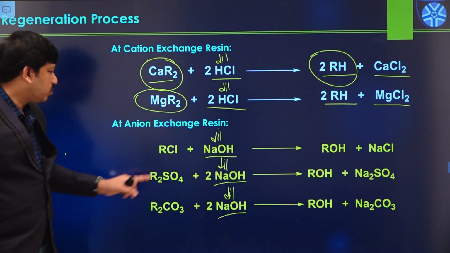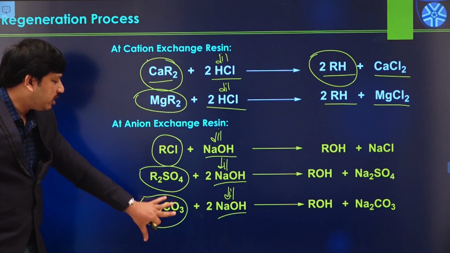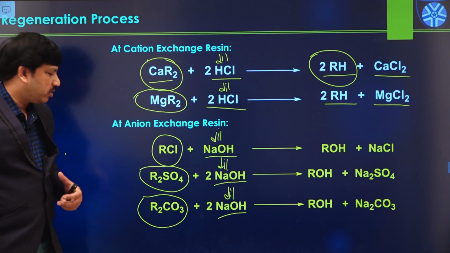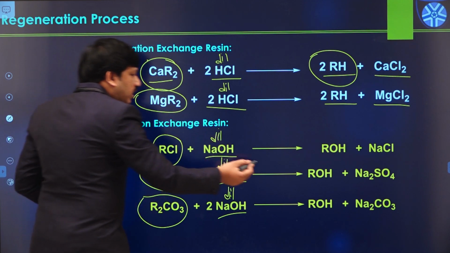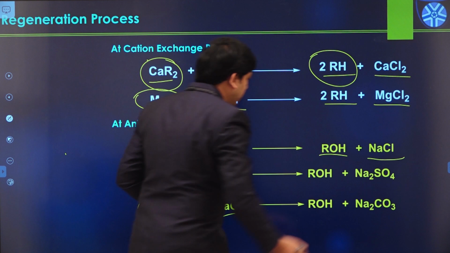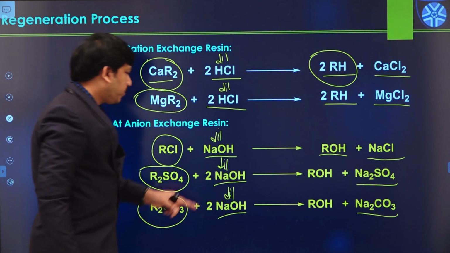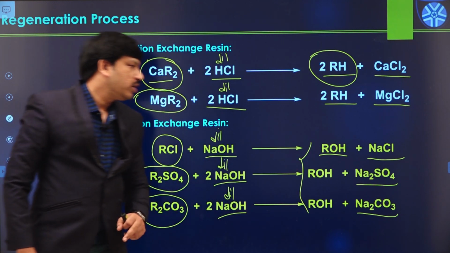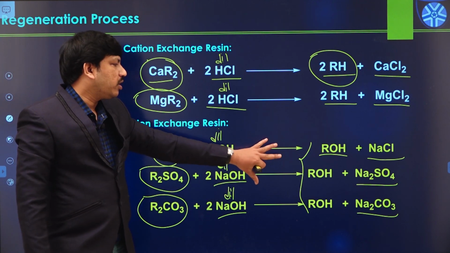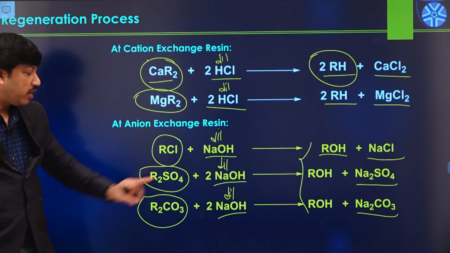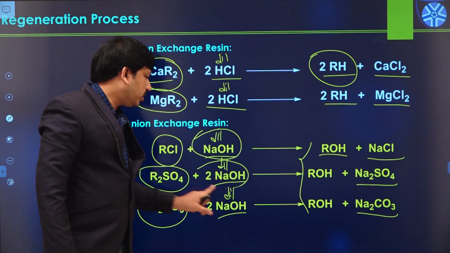Like this. So RCl or R2SO4 or R2CO3, that means these are the different anions absorbed by the resin molecule, anion exchange resin. So if you provide sodium hydroxide solution like this, again there is a reformation of ROH, NaCl in this manner, or Na2SO4 in this manner, or sodium carbonate in this manner. In all the cases, we can regenerate anion exchange resin in this manner. So like this, we have to regenerate the corresponding anion exchange resin by using sodium hydroxide solution in this manner.